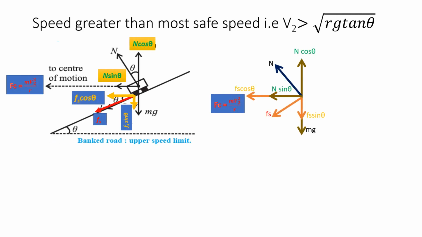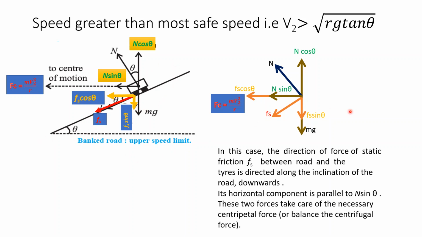Let us find out the value of speed which is greater than the most safe speed on a rough curved road. Here, this is a vector diagram for a vehicle on a banked road. In this case, if you see, the force of static friction between the road and the tire of a vehicle is directed along the inclination of the road, acting in a downward direction.